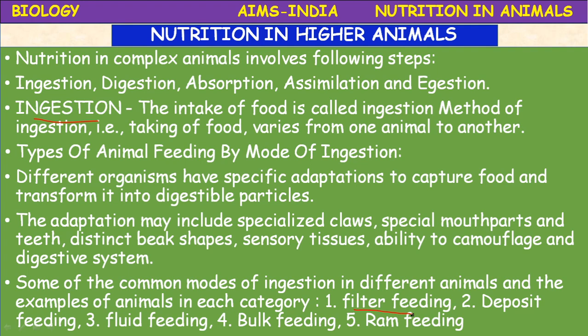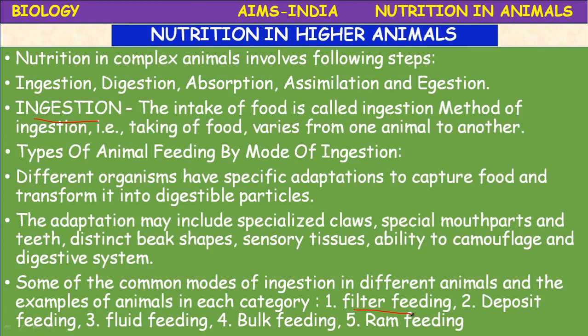By clarifying and purifying water, some of the organisms that utilize this method of feeding, that is filter feeding of ingestion, are, in the first category: sponges, clams, whales, and some bird species such as flamingos and ducks. Okay, they possess a comb-like beak. So it is a filter feeding.